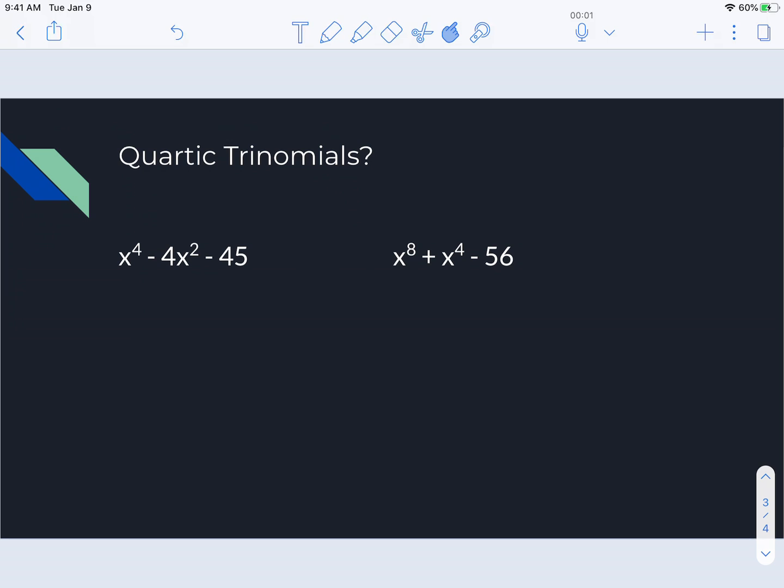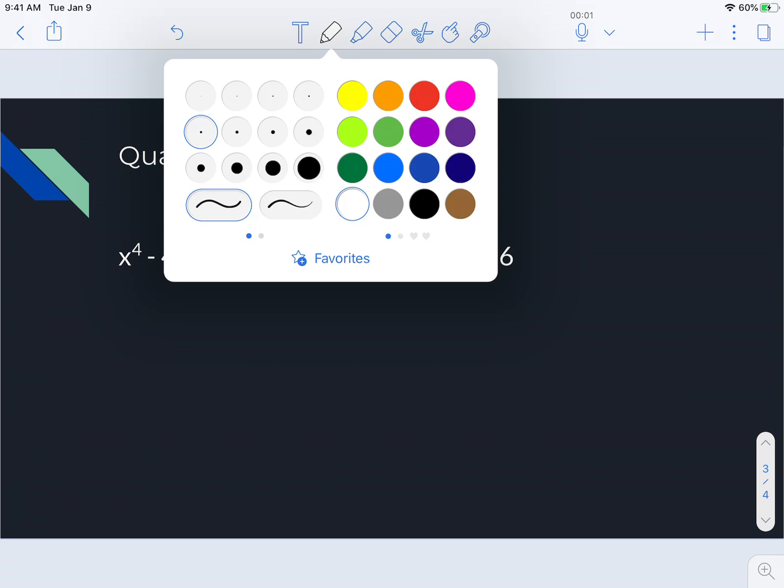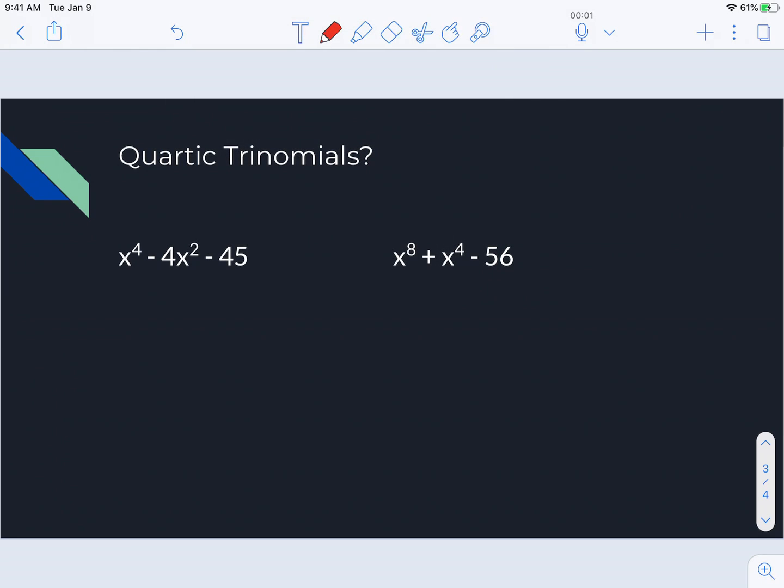Ooh, but what about these? Quartic trinomials and an 8th degree trinomial. So this is another one where it looks a lot like something that you've factored before. It just is a little bit different because the exponents are bigger. One thing that's really important to notice with these: the exponent here is twice as big as the exponent here. That's the real pattern that we're looking for with factorable quadratics, or factorable trinomials of any kind.